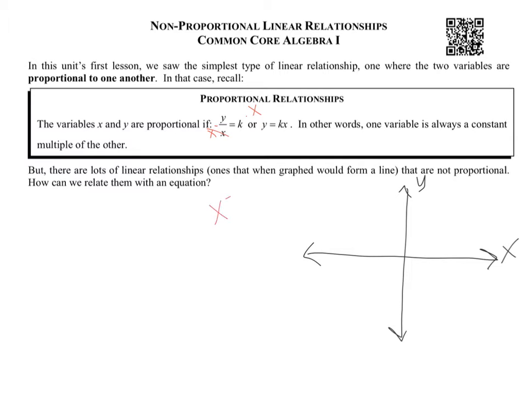So if x equals 0, then y is going to have to equal 0. So it's going to go through the origin. No matter what kind of number you put in for x, you're always going to go through the origin. So we'll always go through the point (0, 0).